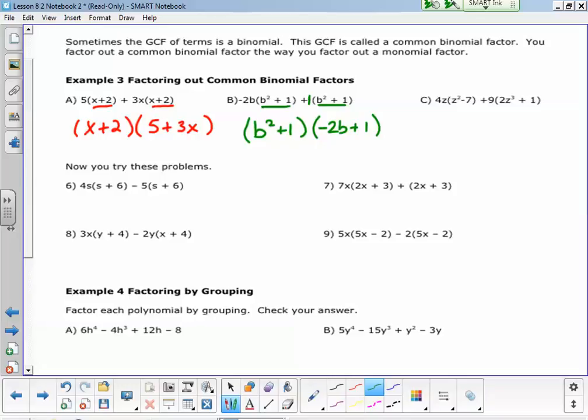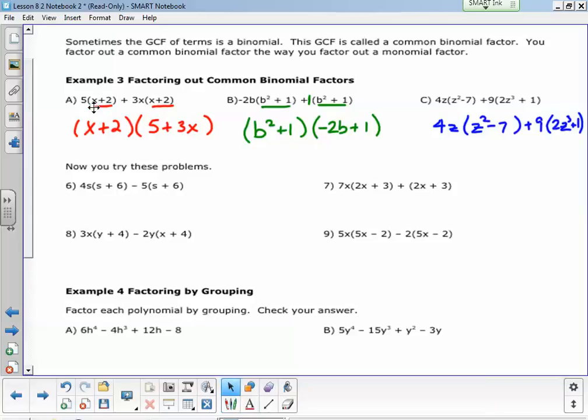Factored form. When I look at the next example, example C, I have z squared minus 7 inside the parentheses, and I have 2z to the third plus 1 inside the parentheses. So they don't have a common factor there. 4z plus 9, so we're just going to leave it as is: 4z times z squared minus 7, plus 9 times 2z to the third power plus 1.